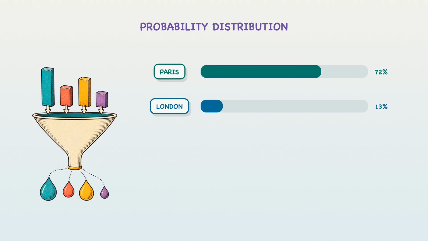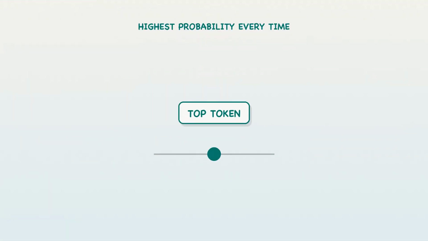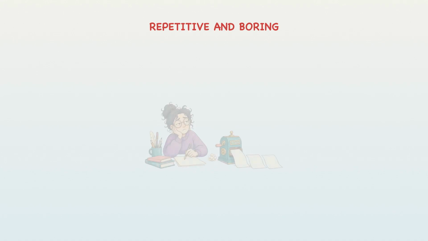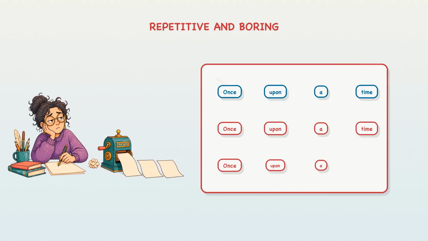London, unlikely. France, less likely. Thousands of other tokens, extremely unlikely. At this point, you might think the model simply chooses the token with the highest probability every single time. It can. But if we always did that, the model could become very predictable. Imagine asking it to write a story. If it always selected the single most likely token at every step, its writing could become repetitive and boring.